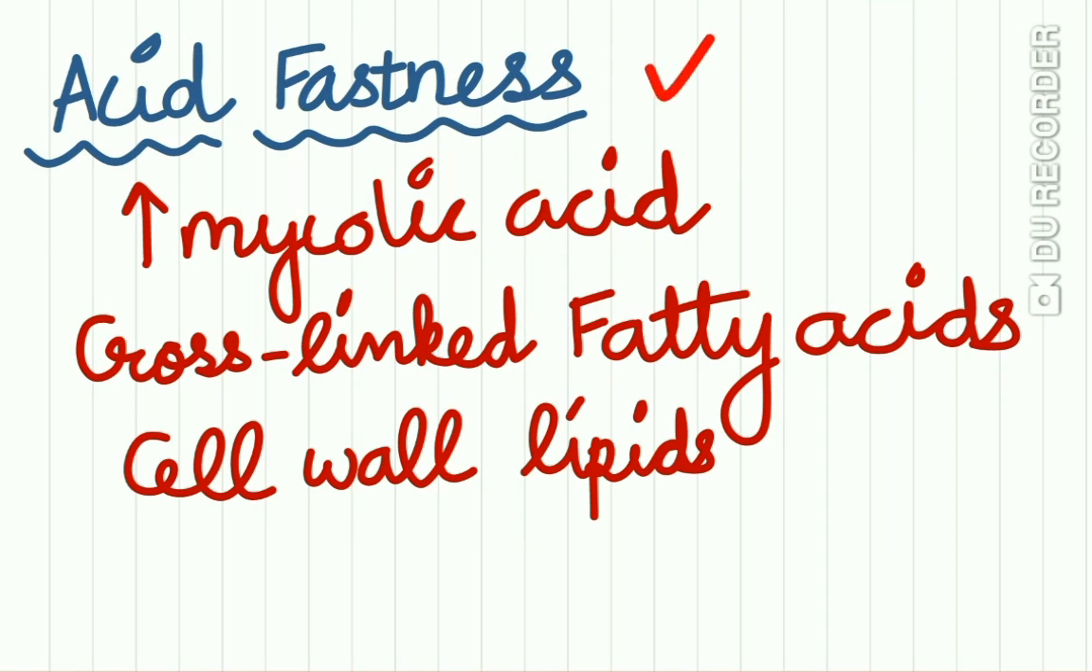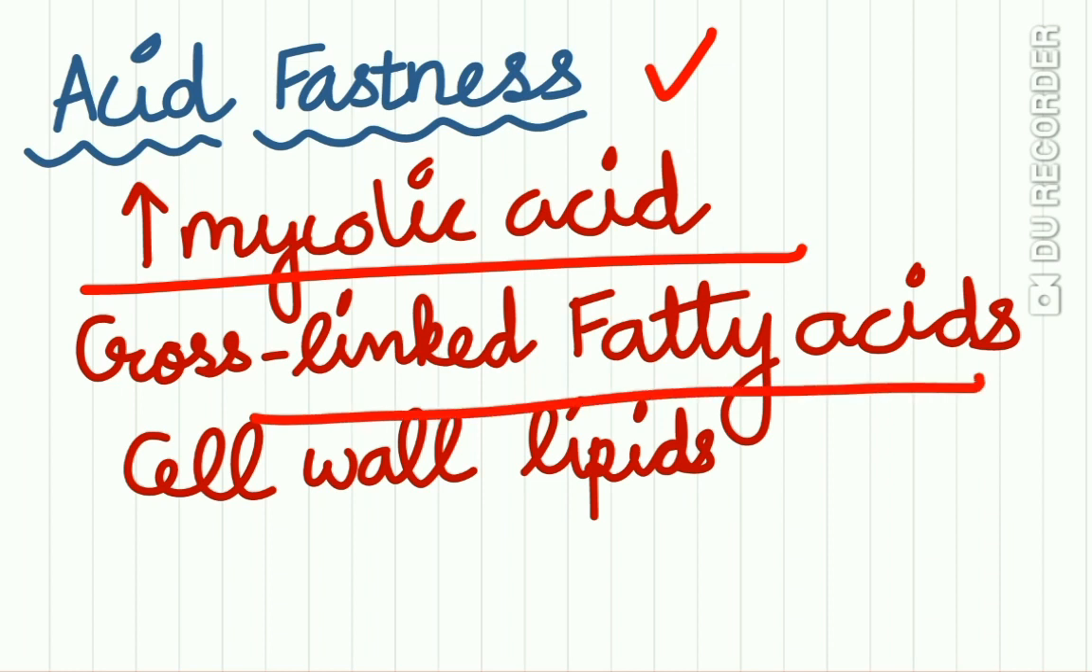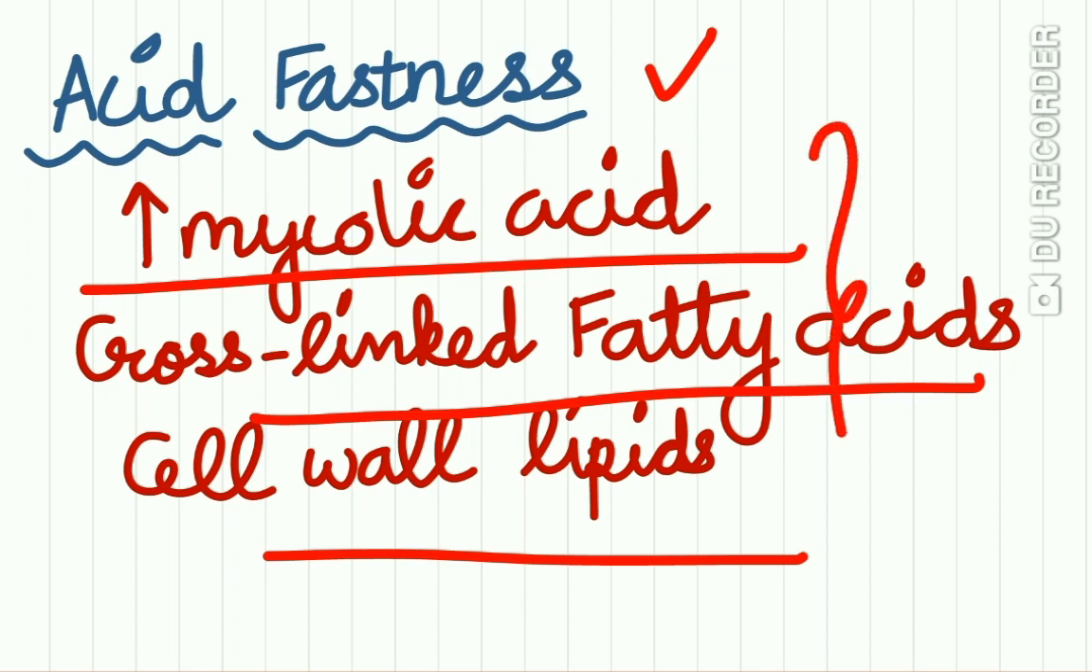The acid fastness of these acid-fast bacilli is due to the increased amount of mycolic acid in their cell wall, cross-linked fatty acids in their cell wall, and their cell wall is quite lipidic. So these features make them acid fast.